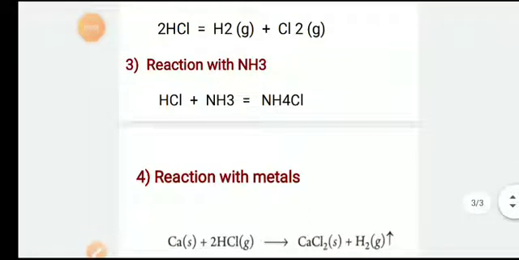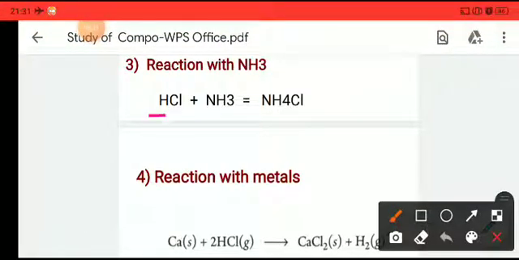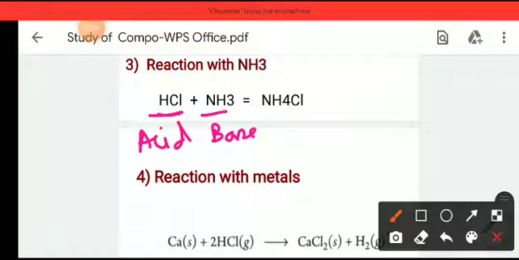Okay, so the next reaction is the reaction with NH3, and this reaction is very interesting. We know HCl, hydrogen chloride, is acidic in nature, and whenever it is dissolved into water, it behaves as an acid, hydrochloric acid. So this is the acid, and NH3, that is ammonia, is a base. So this is an acid-base reaction. Whenever an acid reacts with a base, it will form a salt. So this is a salt.